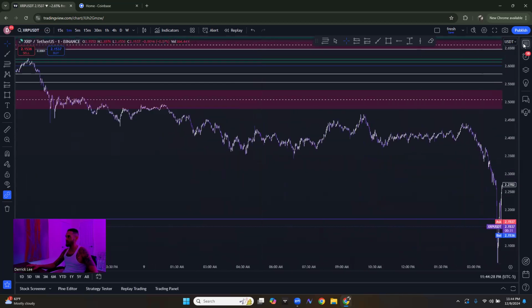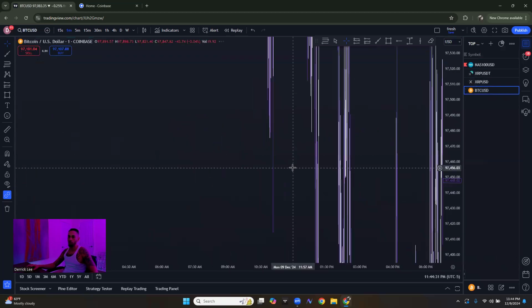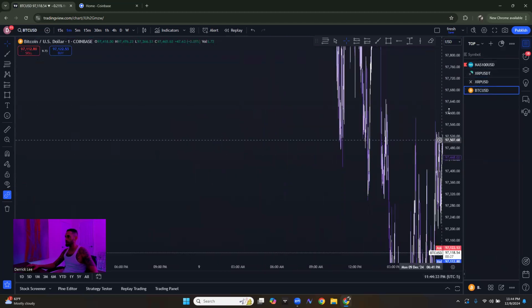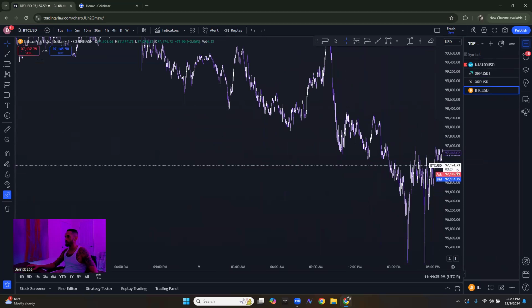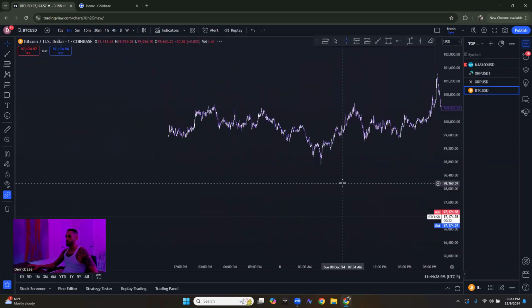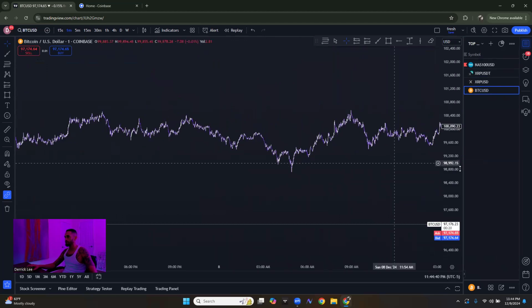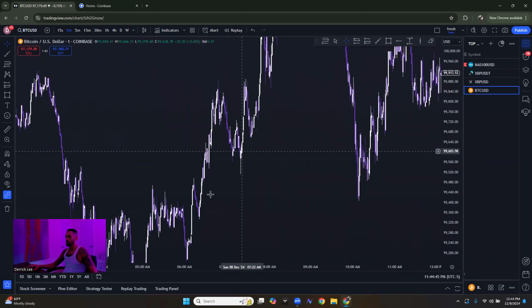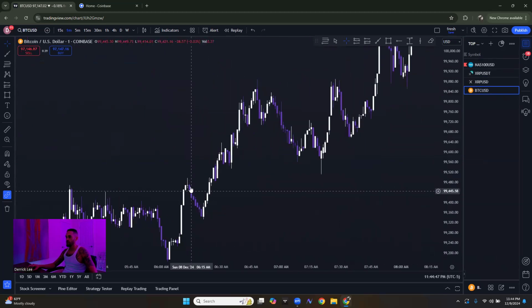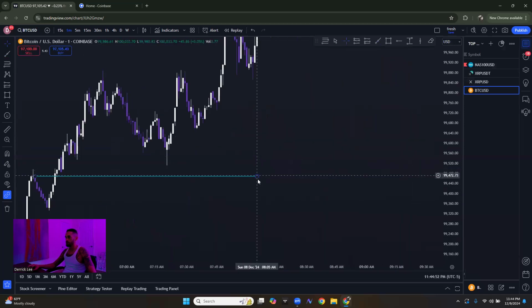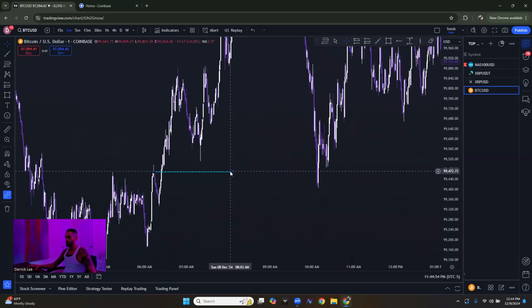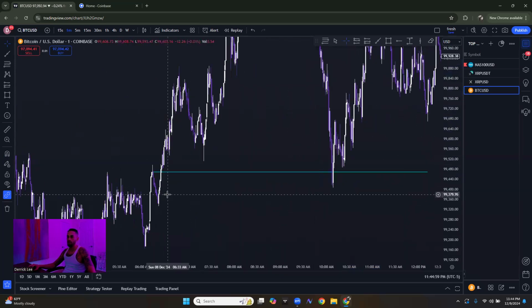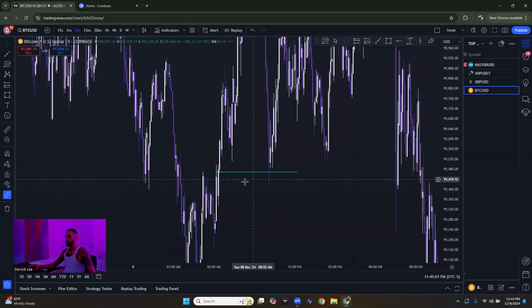I don't care what asset class it is. Bitcoin. This sequence of down closed candles engaged. Let's get on the 5 minute.